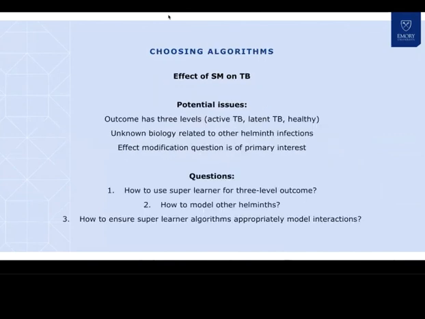Okay, so the issues that we were addressing in this analysis: first is that there's a three-level outcome. It's not so simple as having a binary outcome or a continuous outcome. We sort of fell in between. So there's active TB, latent TB, and individuals who are not affected with TB. We already mentioned there's a lot of unknown biology in this problem. In particular, my collaborators had questions about what we should do with the other worms that individuals are infected with. Should we treat those one by one, or should we lump them all together, a cumulative number of worms, a worm burden variable? There are some uncertainties there. And the third issue was that we're really addressing an effect modification question. That was of primary interest. So how should that influence our modeling decisions? Okay, so we can head to the next slide.